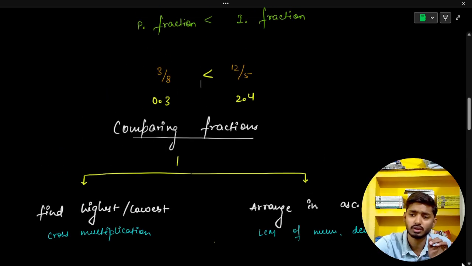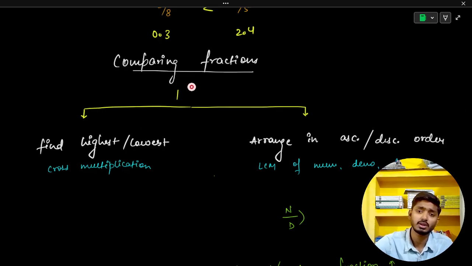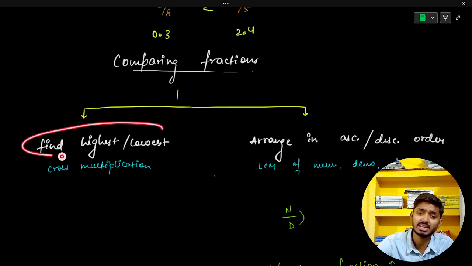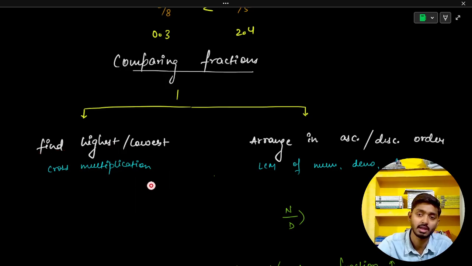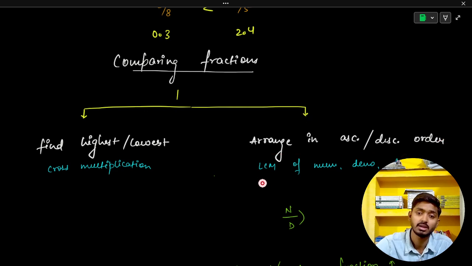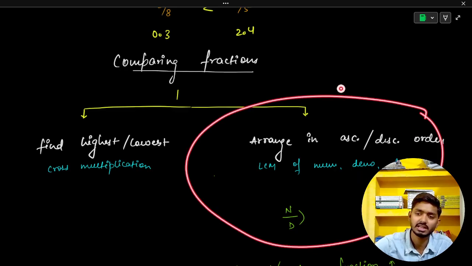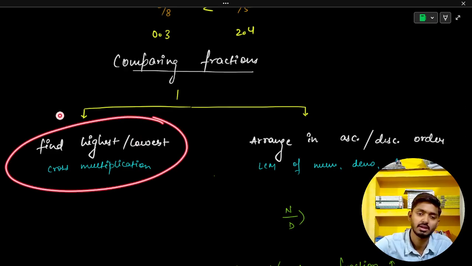Now, our actual topic, comparing fractions. There can be two different questions which will be solved using two different methods. First is finding the highest or lowest among the given fractions. You solve that using the cross multiplication method. But if they ask you to arrange them in ascending or descending order, you use LCM of numerators or denominators or their difference. Well, we'll learn about these in some time. Let's start with the cross multiplication method.